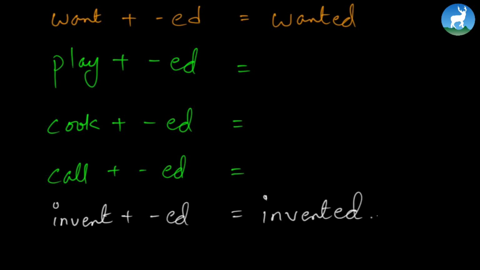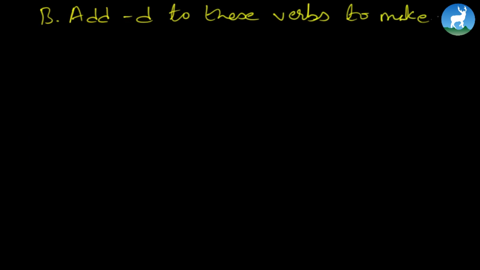Remember, the moment you add ed, it denotes a completed action, meaning something has already been invented somewhere in the past. I'm sure you can do play and cook, just add ed there and you'll get the answer. Let's move on to the next exercise, number B. It says add d to these verbs to make the past forms. Now we are adding just d here. Again, we are taking it to the past form, an event that has happened in the past.